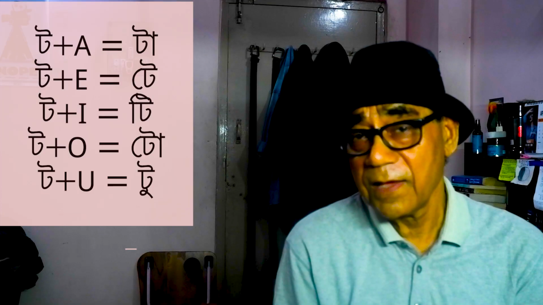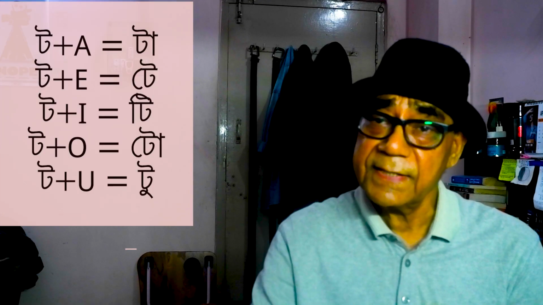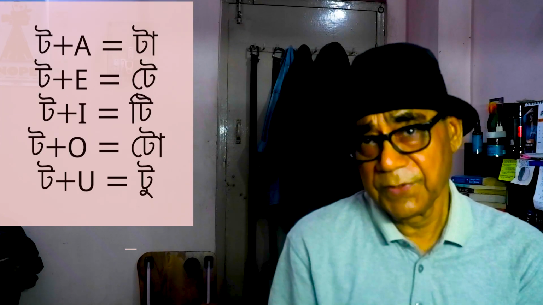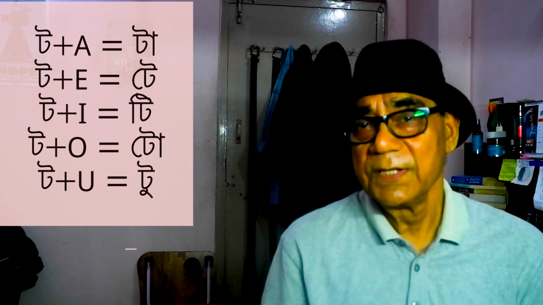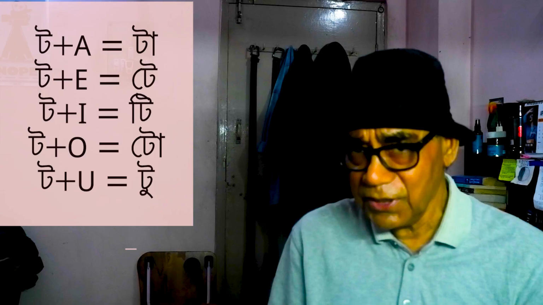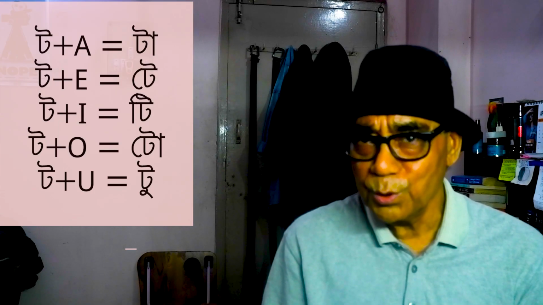T sound plus A sound, it becomes ta. T sound plus E sound becomes te. T plus O, to. T plus I, ti. T plus U, tu. But these are vowel sounds available in the English language, and I give you the same thing so that you can easily remember Bengali things.